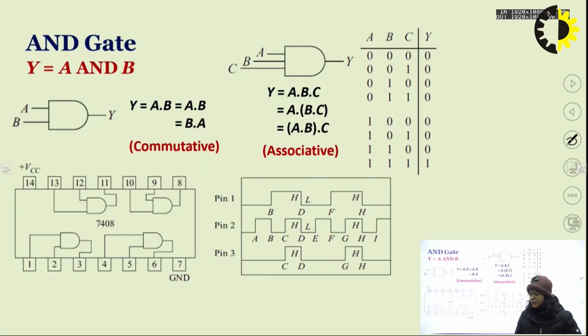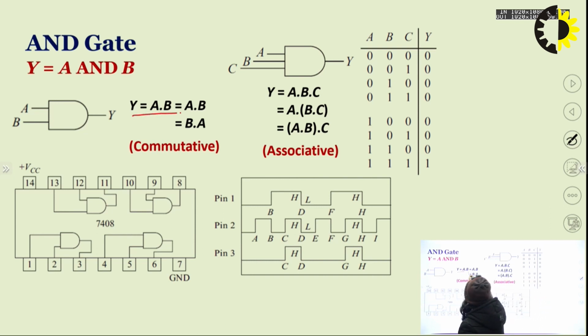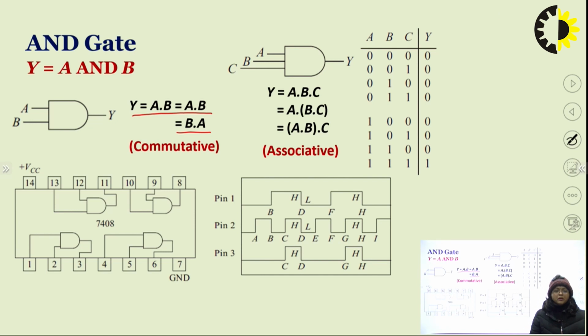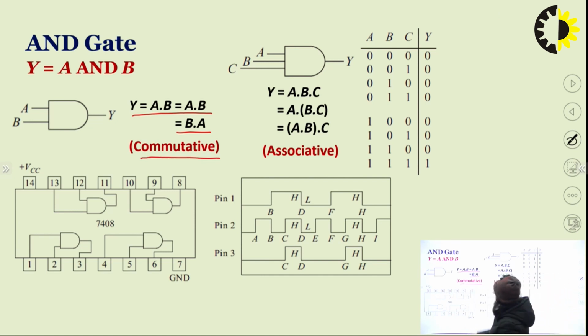Next is the AND gate. AND gate is nothing but the logical multiplication of two inputs, that is A dot B or B dot A. It follows the commutative property, that is A dot B equals B dot A. It also follows the associative property, that is A dot B dot C can be written as we first multiply B and C and then multiply by A, or we first multiply A and B and then multiply by C, the result will be the same.